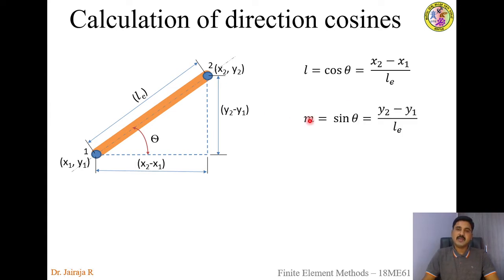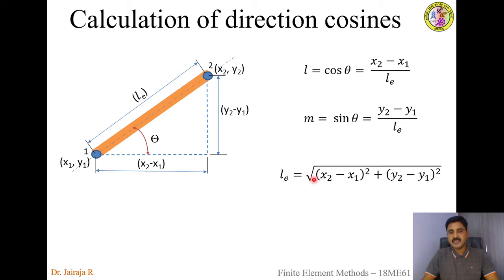Similarly, small m is the direction cosine. We can directly calculate sin theta if we know theta, or else we can calculate it from the coordinates as y2 minus y1 divided by the length of the element. So how to find the length of the element? The length of the element can be calculated as L e is equal to the square root of (x2 minus x1) whole square plus (y2 minus y1) whole square.